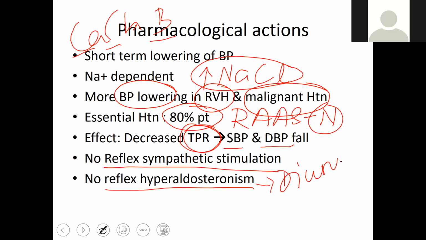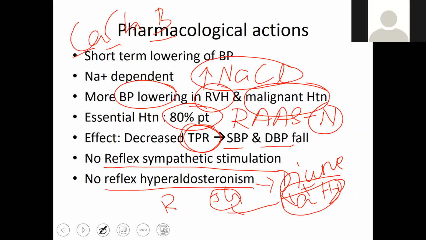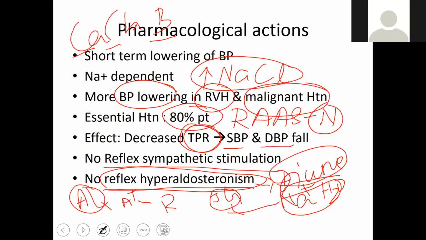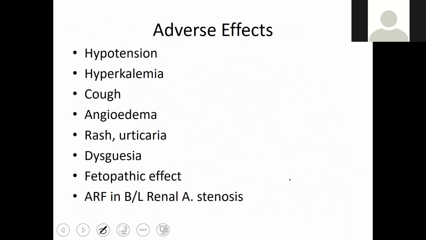And hyperaldosteronism usually happens with the diuretics. Why? Because diuretics cause loss of salt and water. Low sodium and low water content in the body stimulates the JG cells, and that causes renin, angiotensin and aldosterone release. So there is a reflex hyperaldosteronism with the diuretics, but this doesn't happen with the ACE inhibitors, because they do not allow the synthesis of angiotensin 2 from angiotensin 1. So the aldosterone release from the adrenal gland will not happen. So there is no reflex aldosteronism and no reflex sympathetic stimulation.